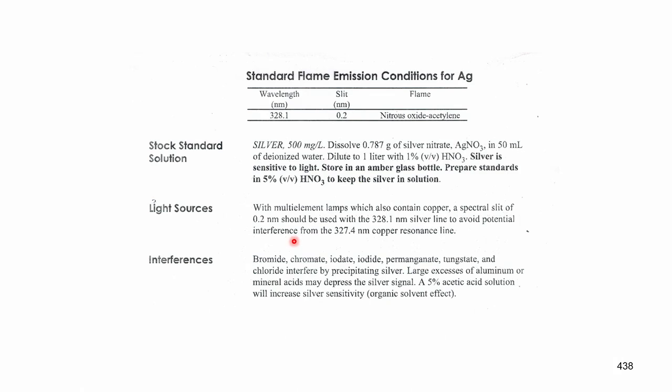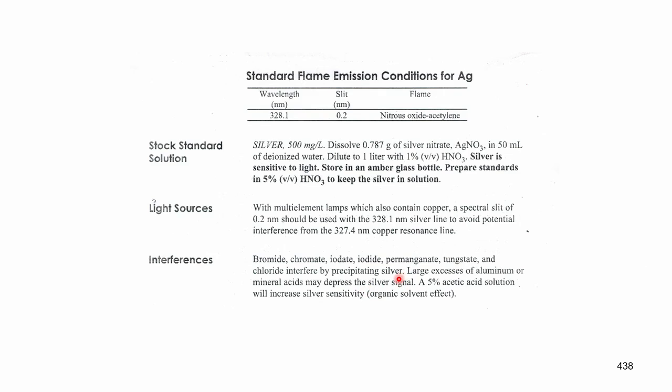And then light sources. They say we use a multi-element lamp, or you can use another lamp, a dedicated silver lamp, but they will also give you some information about bromide interferences: bromide, chromate, iodide, etc. If they are there, they will precipitate silver, as will a large excess of aluminum. This is only to help you whenever you want to do signal.